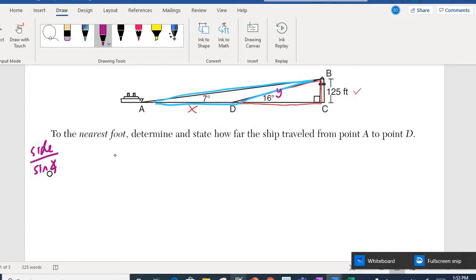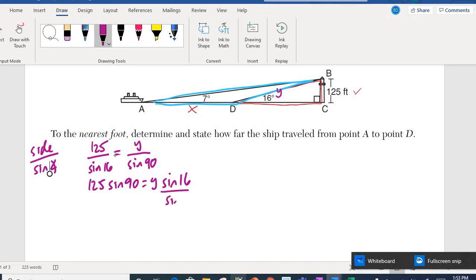So what's the side given to us? 125 is the side. Which angle is across from that? 16. Now, the side that we want to find in the red triangle is Y, and which angle is across from that? That's going to be 90. So we're going to cross multiply here. You get 125 sine 90 is equal to Y sine 16.